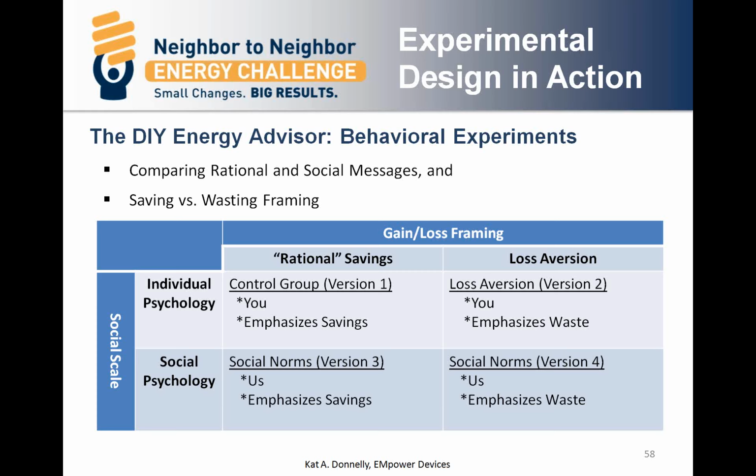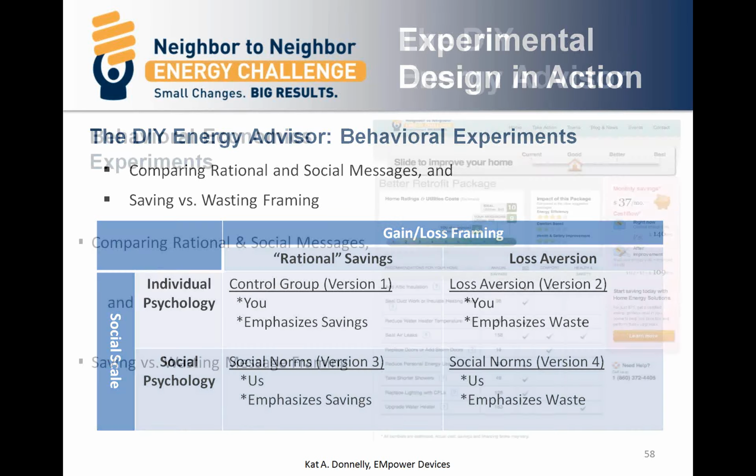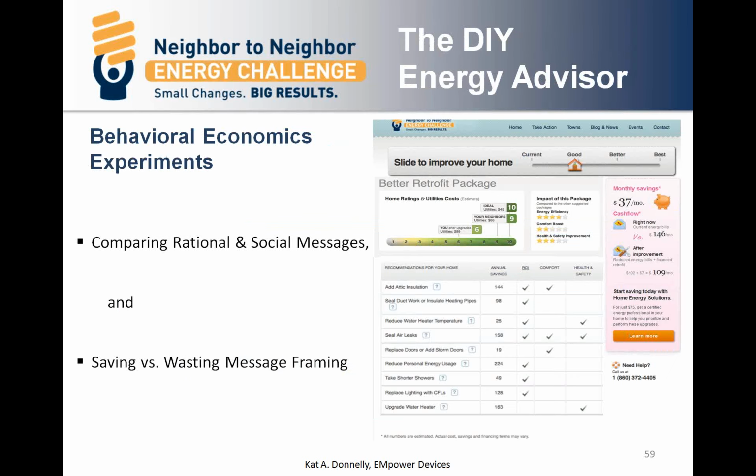So if you go to the next slide, you'll see, it's kind of hard to see, but basically the place in which we're testing these messages is in the results screen that you get when you go through this online audit. And in the area in the pink, what we're playing around with there, and a couple of other places in terms of the wording on this results page, is to get at those 4 different messages, comparing rational and social and saving versus wasting framing.